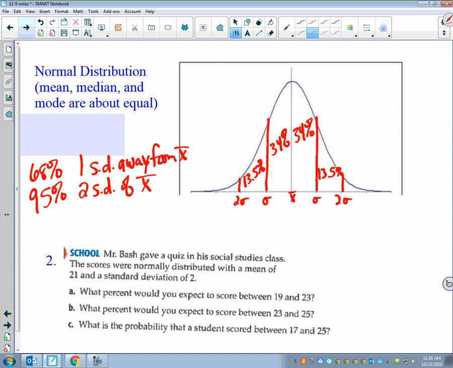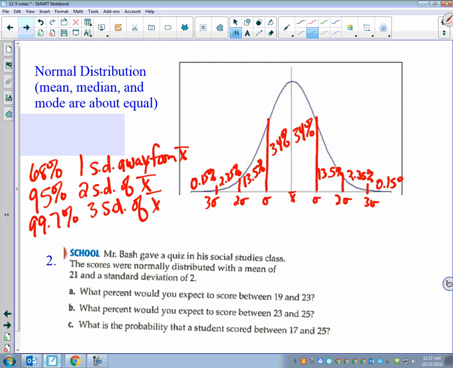And then the last one, we actually break it up even more. At 3 standard deviations, that's going to be 2.35%. So if you add that up, that means 99.7% of your data should be within 3 standard deviations of the mean, which leaves 0.15% left that would be outside of that. So if it tells you it's normally distributed, then you know these percentages, okay?